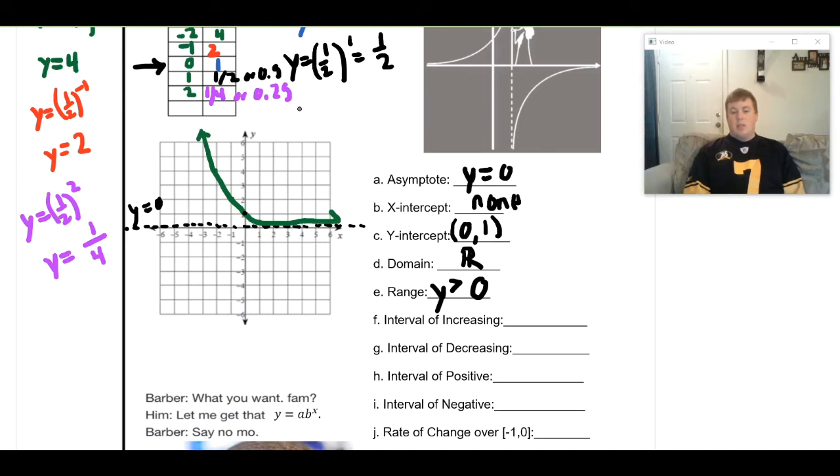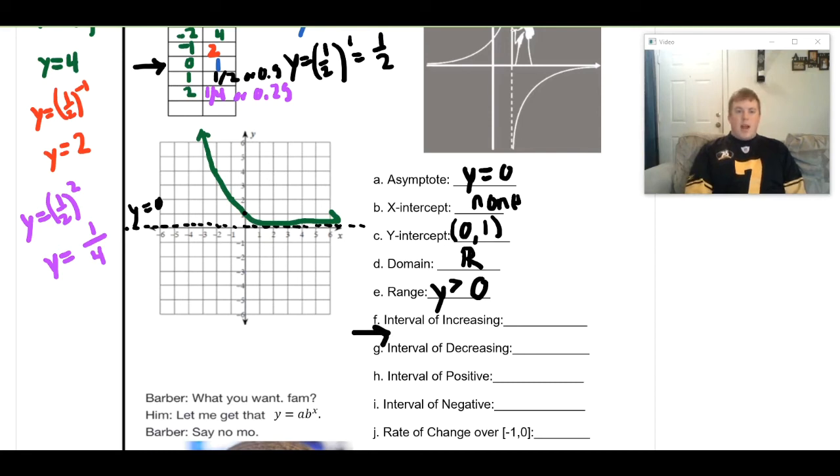We were just asked whether it was increasing or decreasing. This time we're going to have to give intervals for both. Now, we did talk in Unit 3 that an exponential is going to be either always increasing or always decreasing. Remember, both of these are looking as we go from left to right.